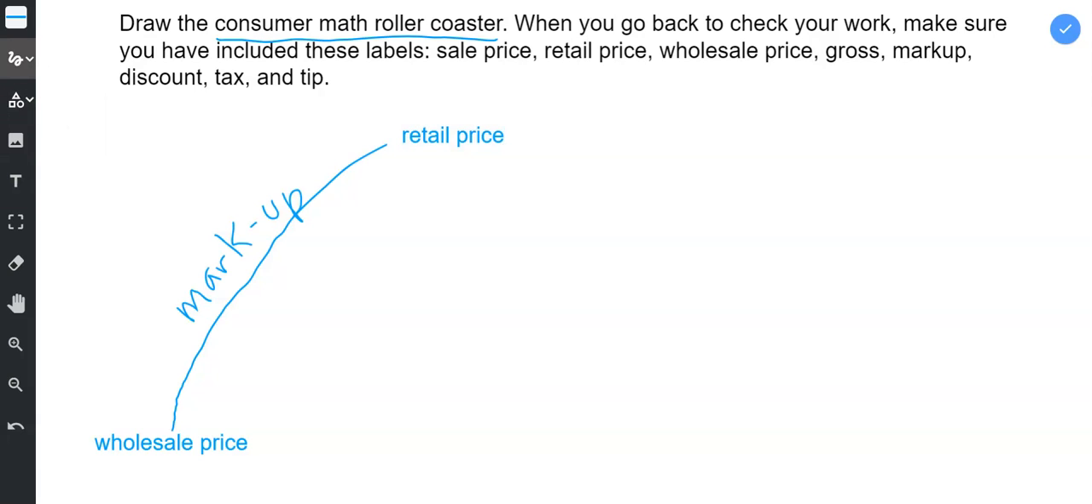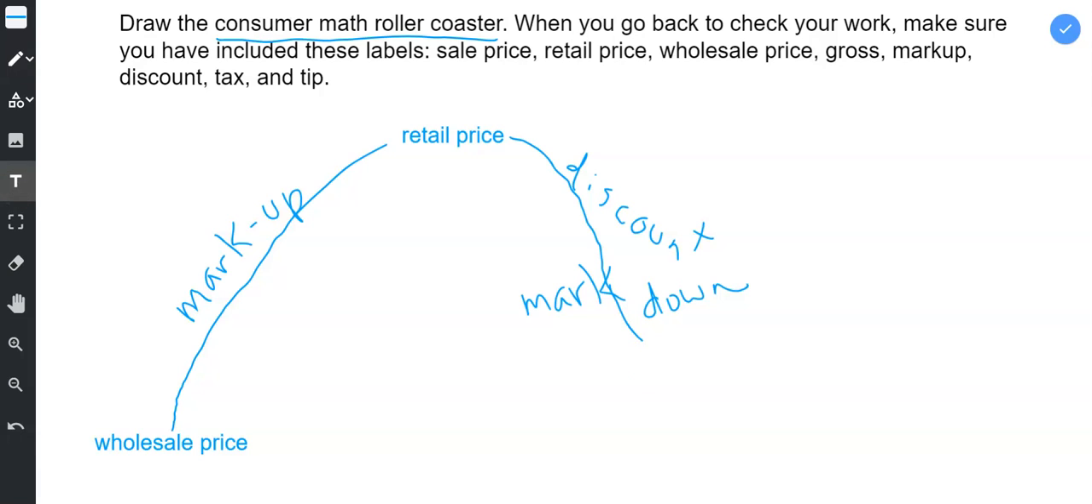Then from here, it's possible, this doesn't always happen, but it's possible that maybe there's a coupon or a discount or a markdown. So I'm going to write along here, discount. Could also be a markdown. And then after you apply the discount or the markdown, the new price is called a sale price. It's now cheaper than it was before.